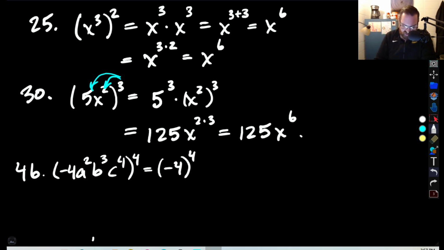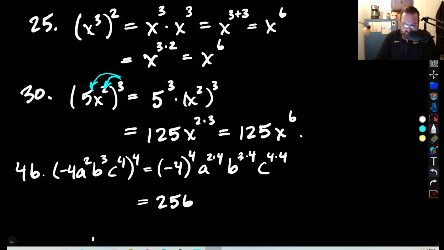And then we've got the a to the 2 times 4. I'm just going to go ahead and write these out. 3 times 4, and then c to the 4 times 4. Okay, so this works out to being a rather large number. I wouldn't expect anyone to actually know this off the top of their head, but this works out to being 256. And the reason why it's positive here is because I have 4 negatives that are multiplying.